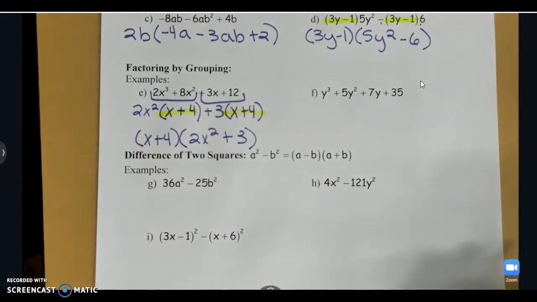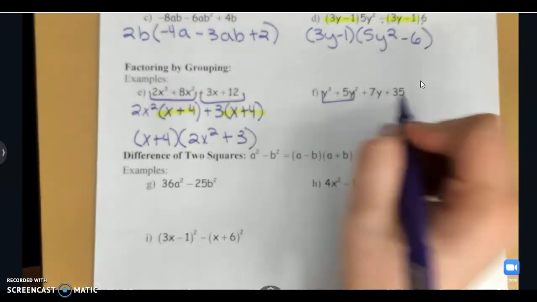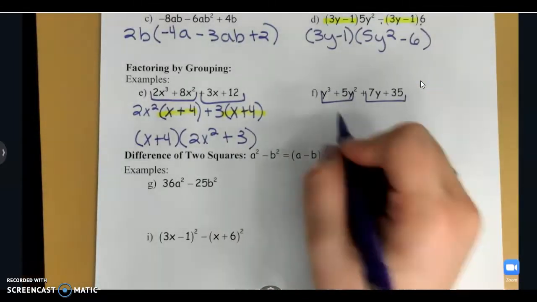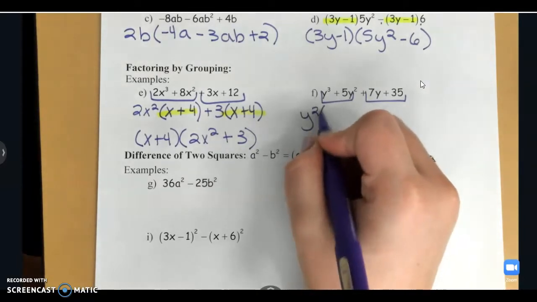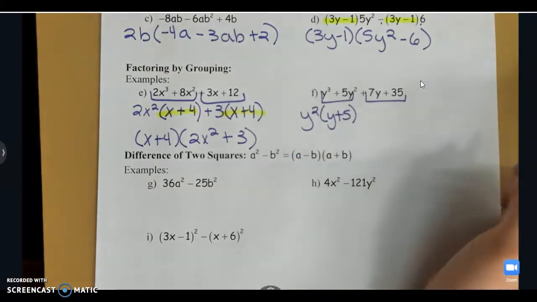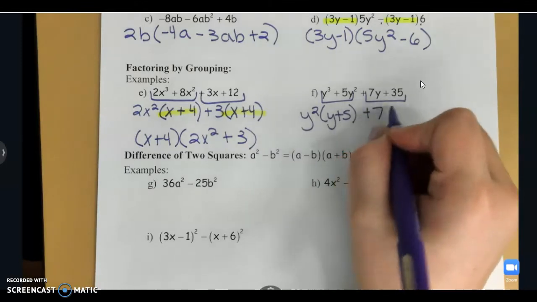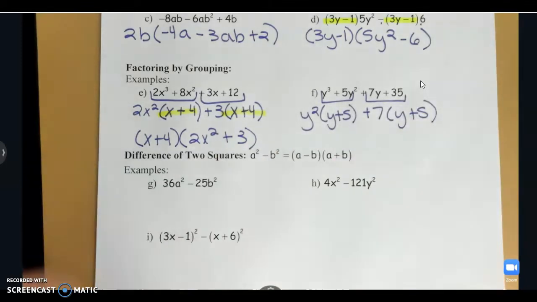All right, once again, I'm going to group my first 2 and my second 2 terms. Here my GCF is y squared. That leaves me with y plus 5. Here my GCF is 7. And again, that leaves me with y plus 5.